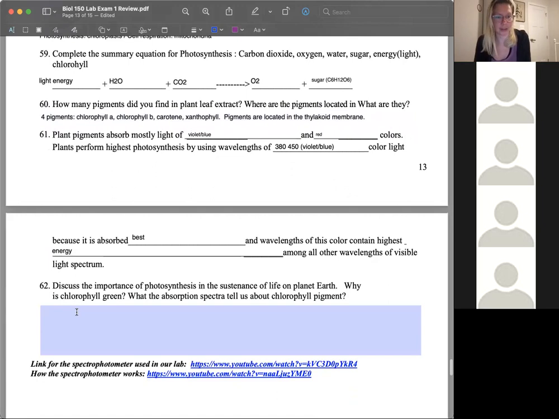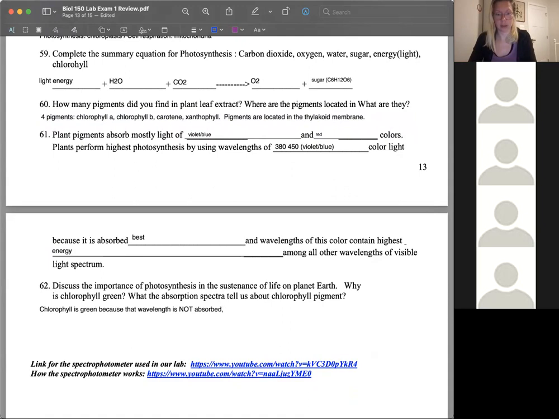Oh, hey, and that's the answer here. Okay, so chlorophyll is green because that wavelength is not absorbed. It is reflected. So that light energy just bounces off of the chlorophyll and back out to the observer, us, and that's why it looks green to our eyes.